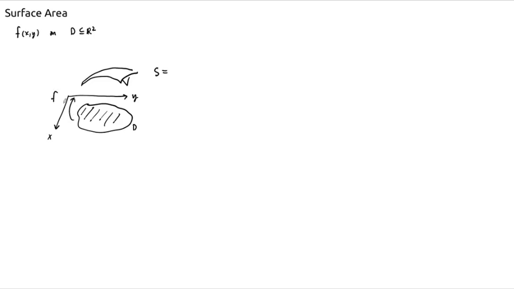So the function f maps the region D up to the surface, and we'll call this surface S, but the surface here is given by the graph of the function f on the domain D. What we want to do in this lecture is write down an integral for the surface area of this surface determined by the graph of the function f. So that's our question, what's the surface area?